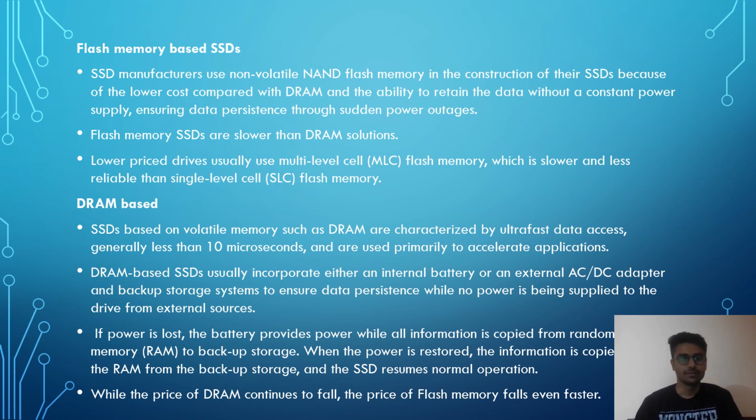If power is lost, the battery provides power while all information is copied from random memory to backup storage. When the power is restored, the information is copied to the RAM from the backup storage and the SSD resumes normal operation. While the price of DRAM continues to fall, the price of flash memory falls even faster.